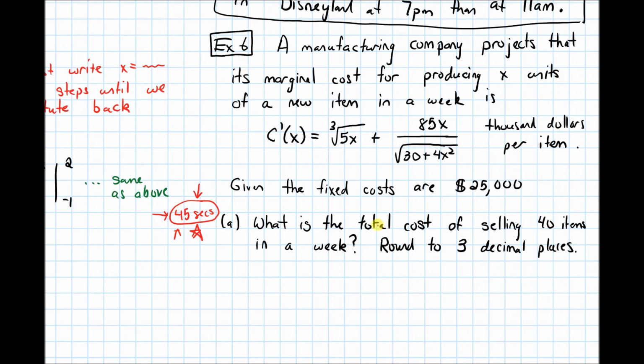Okay, so the total cost, that's talking about the function C. C is the cost function. So it's going to ask us to find something related to C, the cost of selling 40 items.